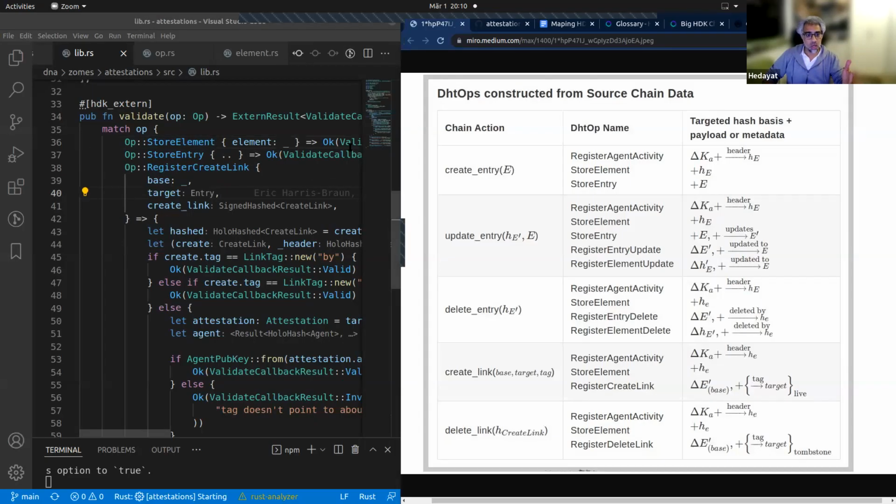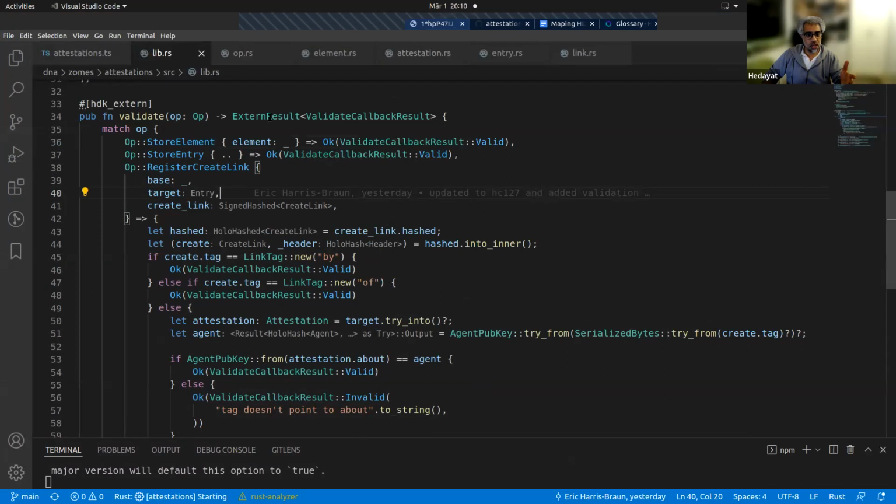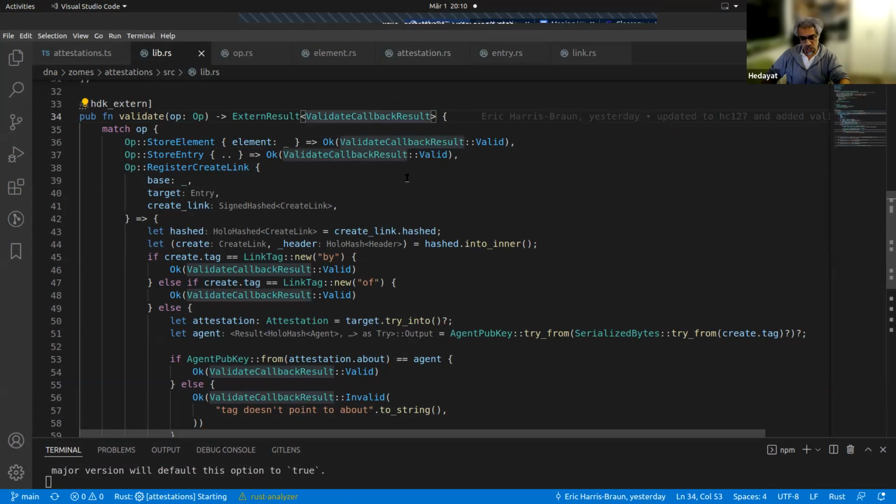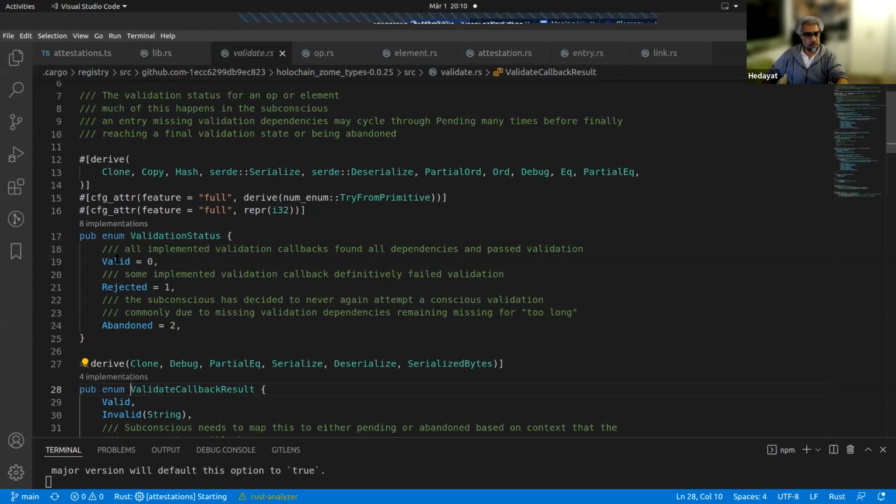Yeah, cool. Thank you. Beautiful point, because before we continue talking about the operation, I wanted to show this one: generally, what is the status of any validation, which is here. The validation callback result can be valid, which means the operation is valid; rejected, which means not valid; and abandoned, which I think means I don't know now or something.